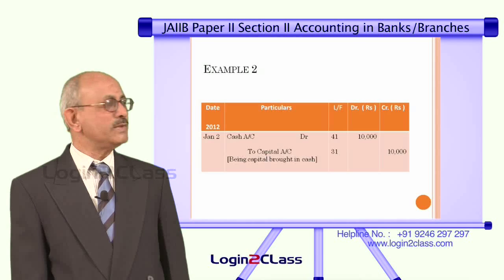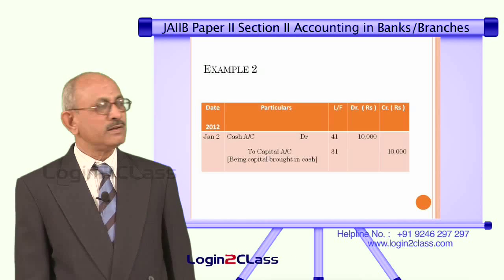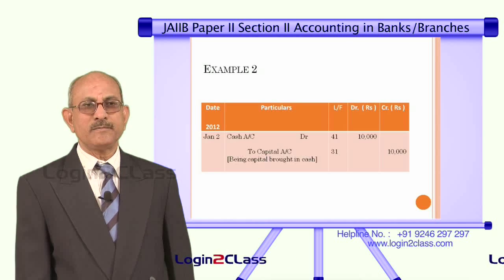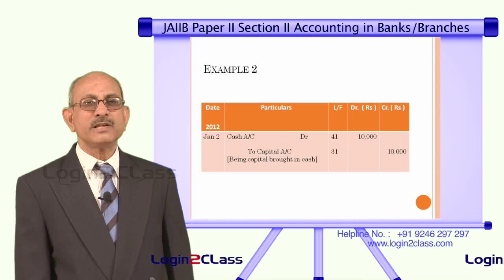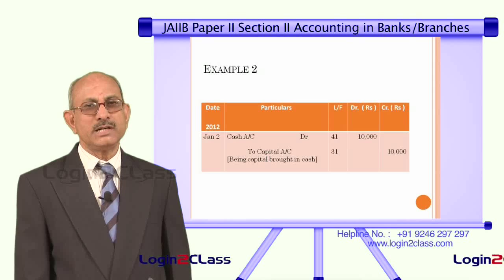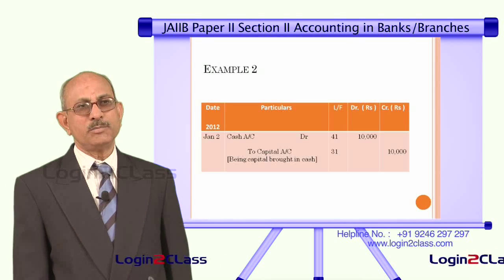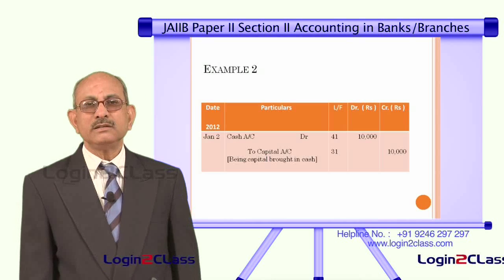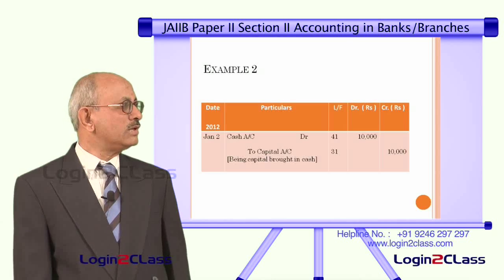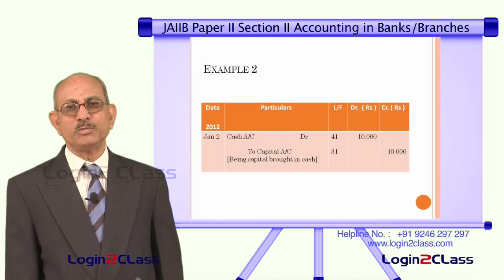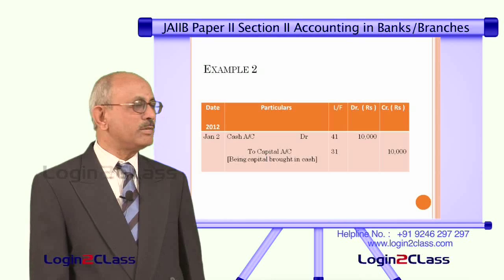So there are two accounts which get affected. One is the capital account, the other is the cash account. So what has happened to cash? Cash has come in. And what is cash? It is a real account. So the rule is debit what comes in. So cash account has to be debited. Under the particulars column you write to cash account debit and put the amount under the debit column 10,000 rupees. And what is the other account which is to be credited? That is the capital account.